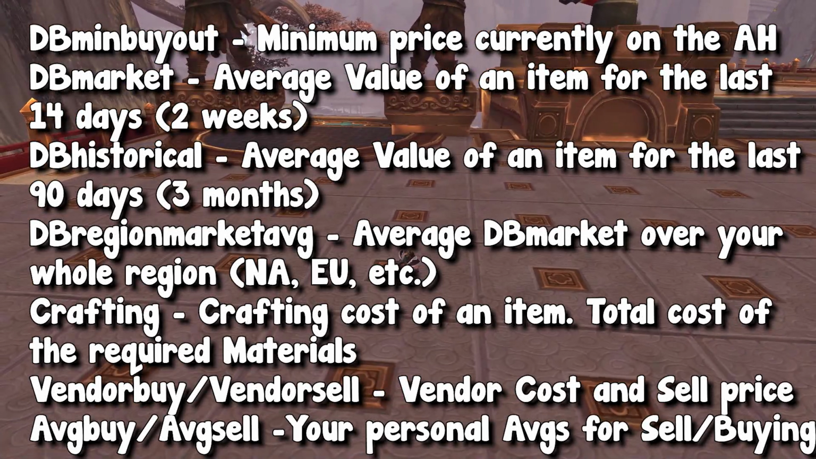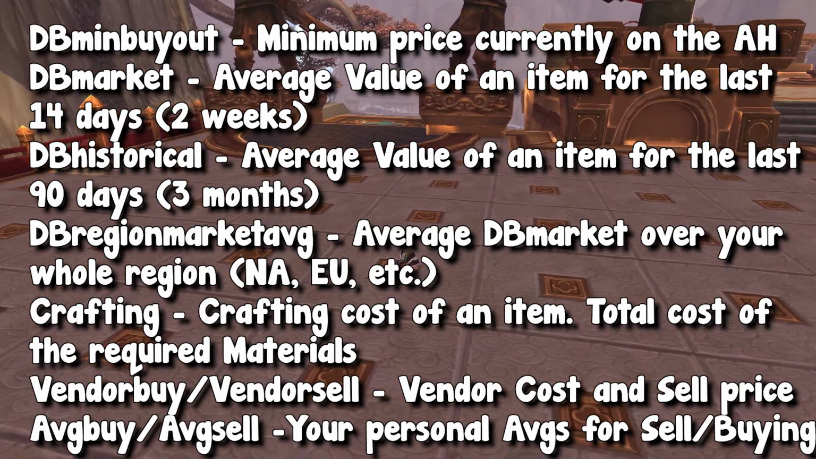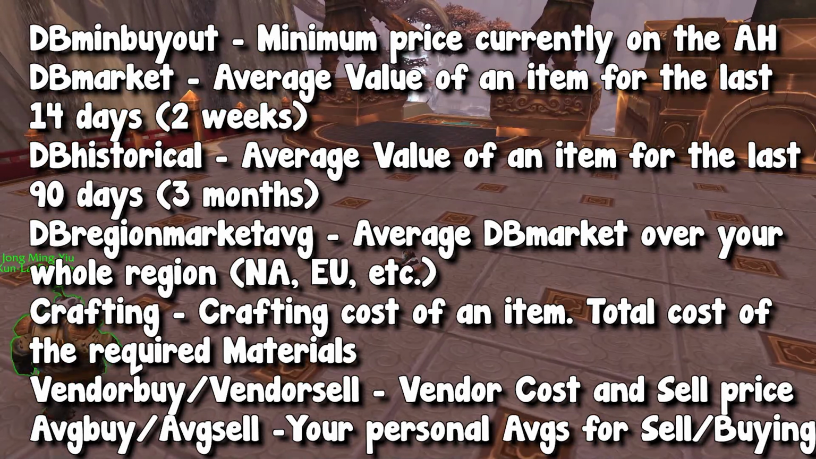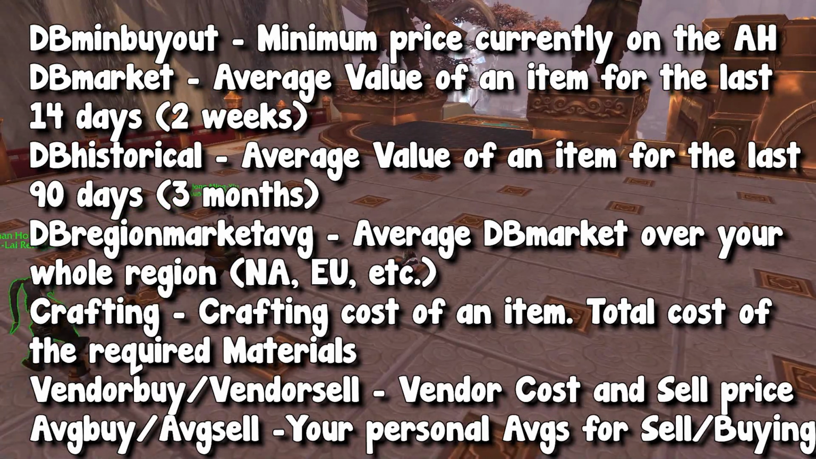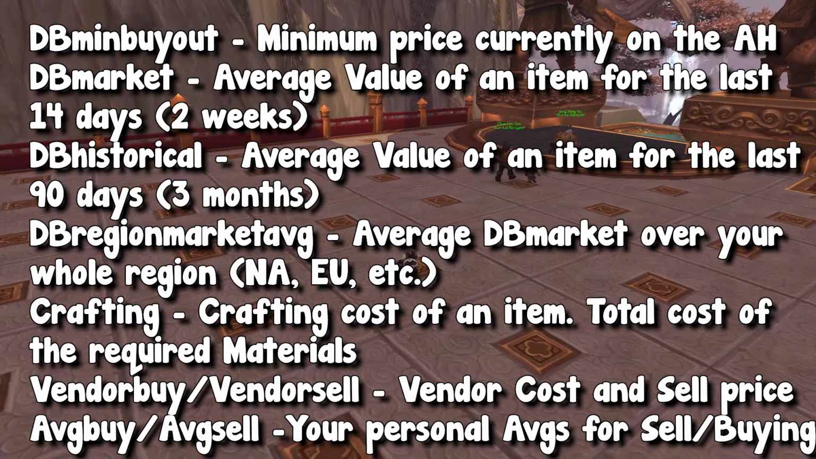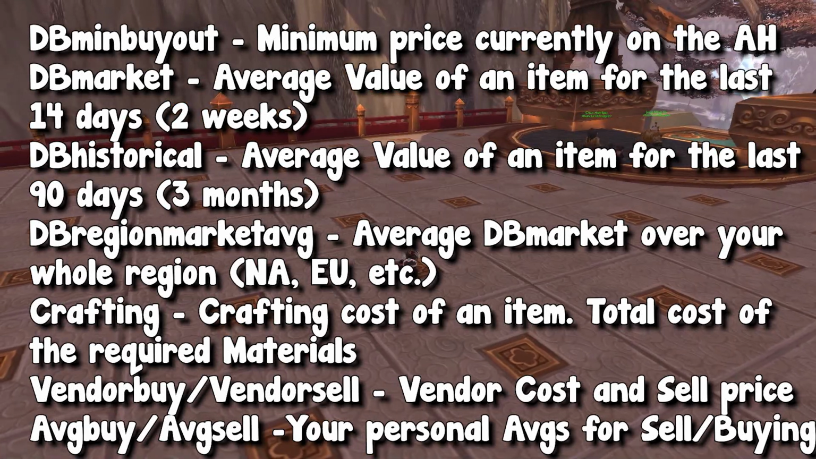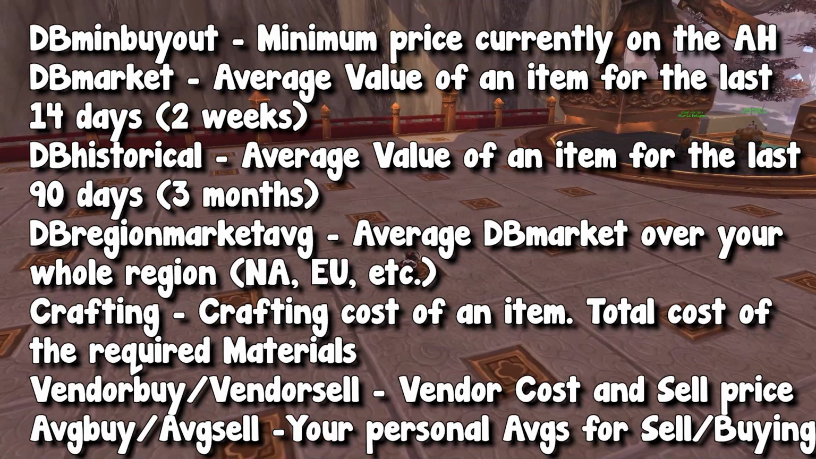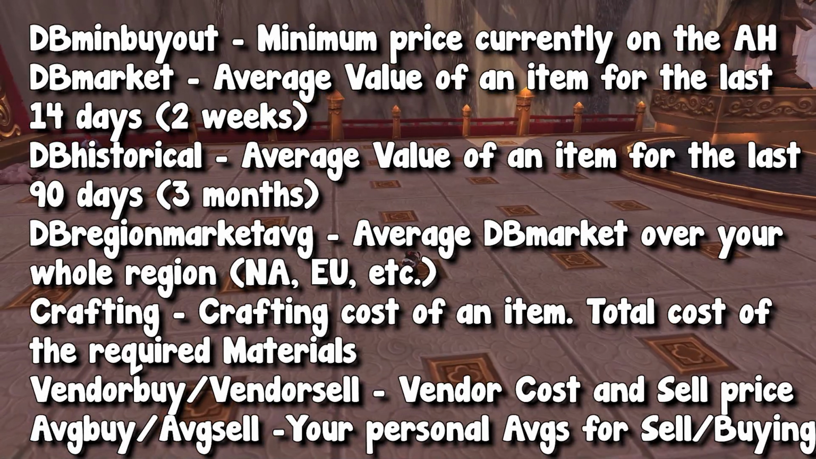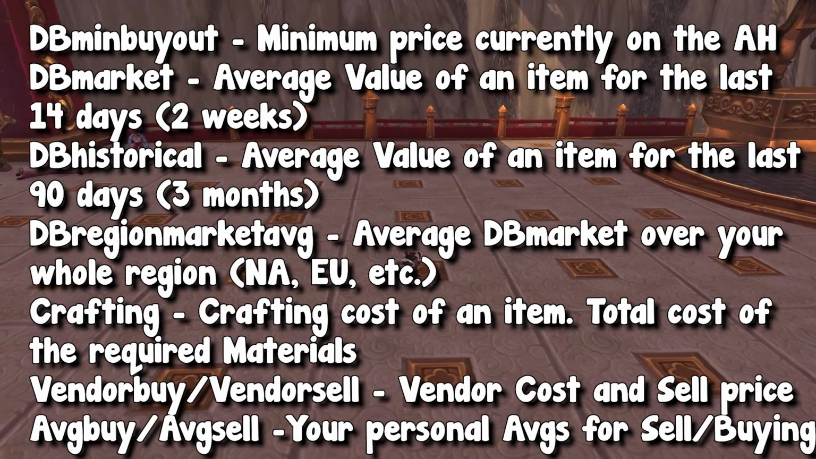So let's say you always sell an item for about 10 gold. Yes, sometimes it fluctuates to 12, sometimes it fluctuates to 9. However, you always sell it around that 10 gold range. Then your average sell price is going to be 10 gold. It doesn't matter if the DB market price is 50 gold. If you normally sell it around that range, that is your personal average, and that is what these are calculating.